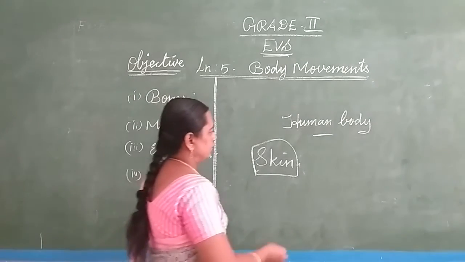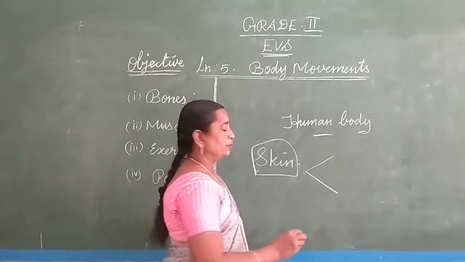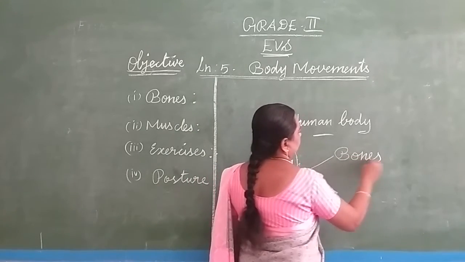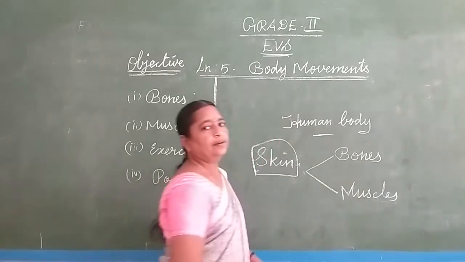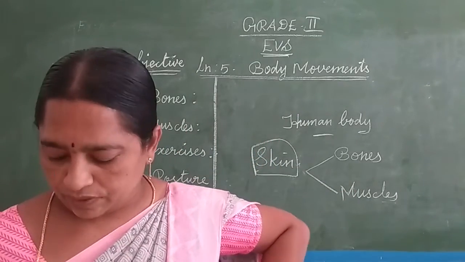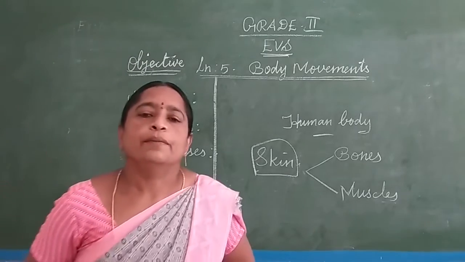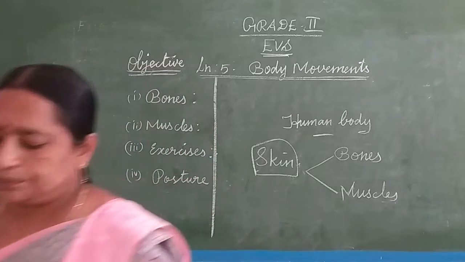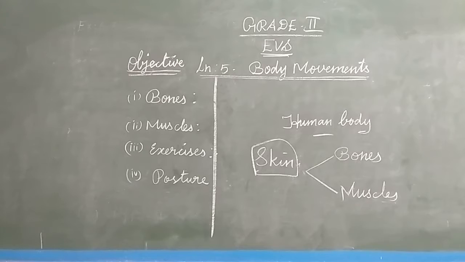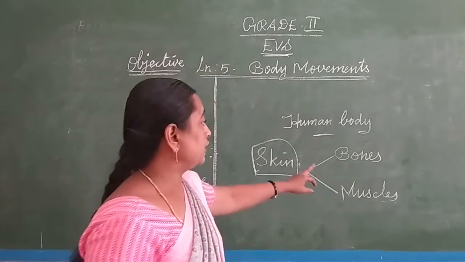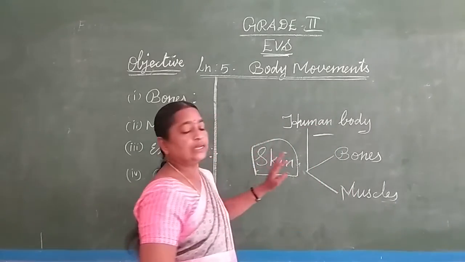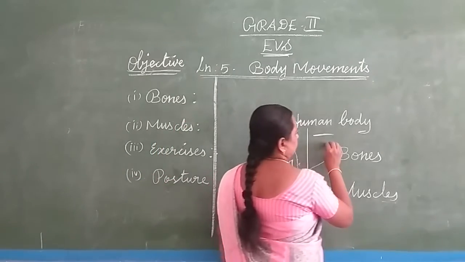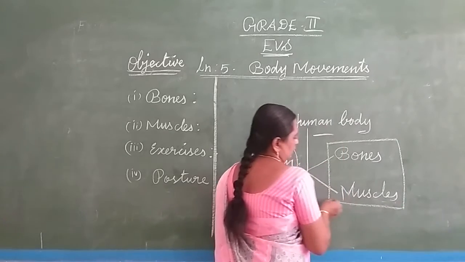Okay. Now you know our body is made up of two things. One is bones, another one is muscles. Bones and muscles. Our body is made up of only this group. So the human body is made up of bones and muscles. This is why I said to you that the human body is made up of bones and muscles. Bones and muscles are covered by skin.